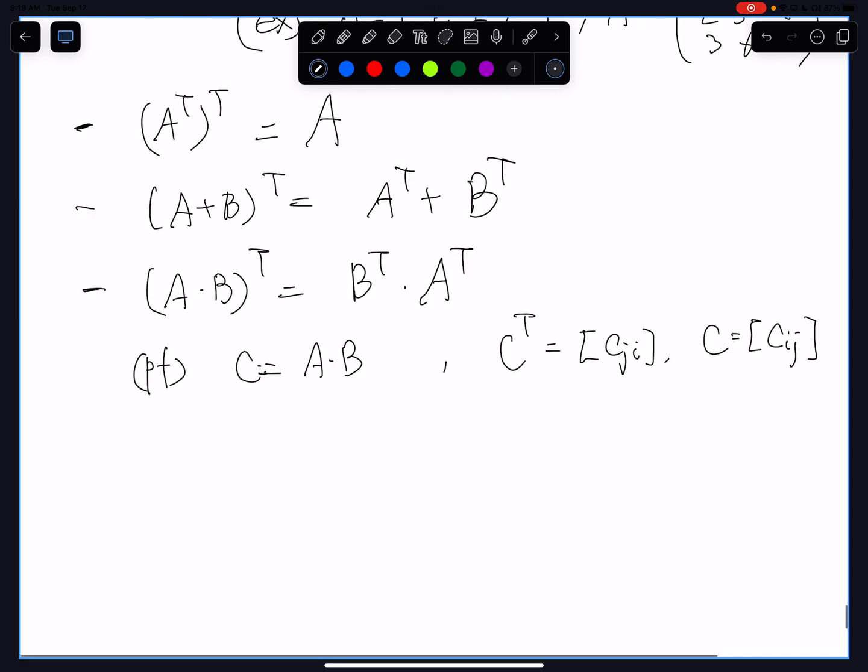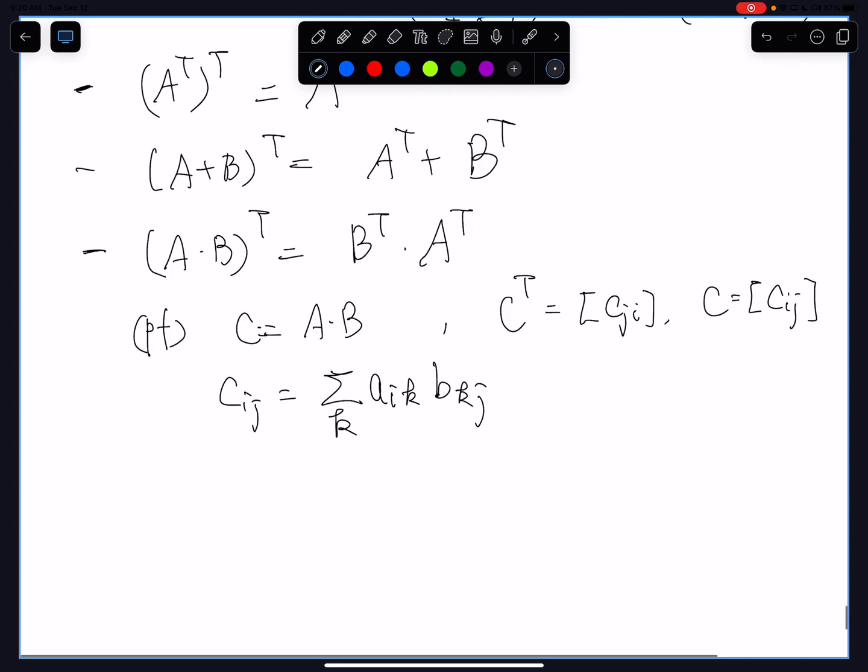So the proof is very trivial that Cij is the summation of Aik Bkj, right? So this is something we already know. But multiplying B transpose times A transpose, so let's define, let's say this is D, all right?